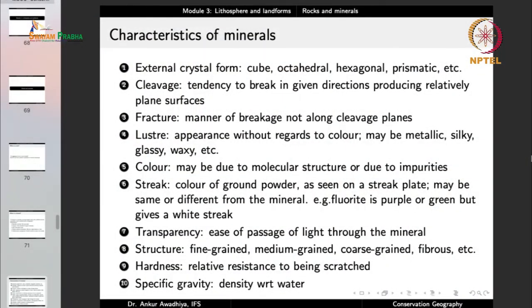Minerals have several characteristics. They have a definite external crystal form. They form cleavages, which is the tendency to break in given directions, producing relatively plain surfaces. They can undergo fracture, which is not along the cleavage planes. They have luster, which is appearance without regard to color, such as metallic, silky, glassy or waxy. They have definite colors. They have definite streaks, which is the color of the ground powder as seen on a streak plate. Different minerals have different transparency, structure, hardness, and specific gravity.